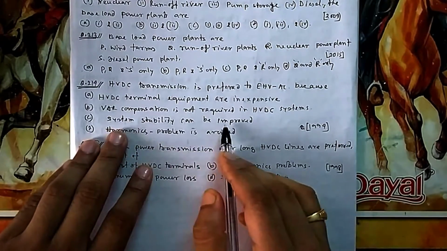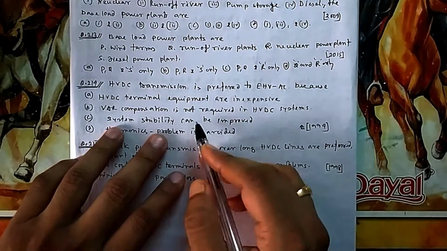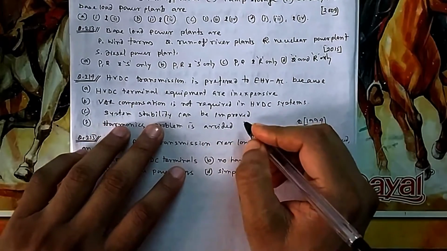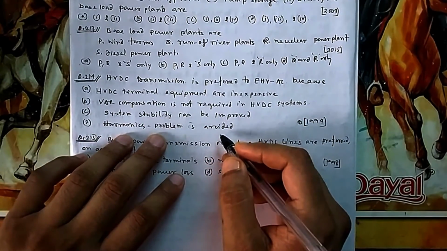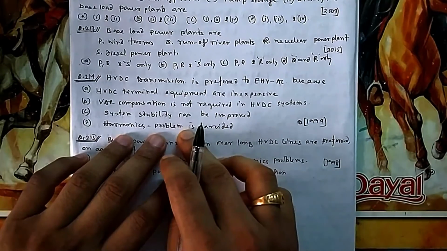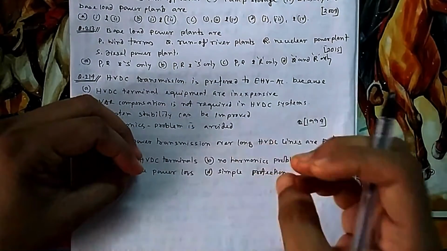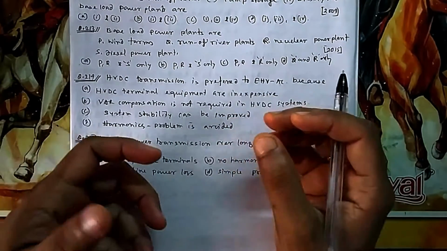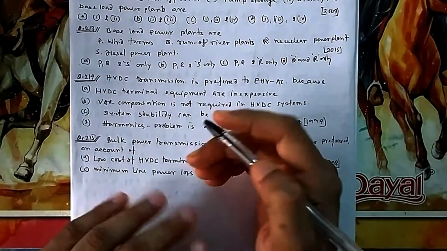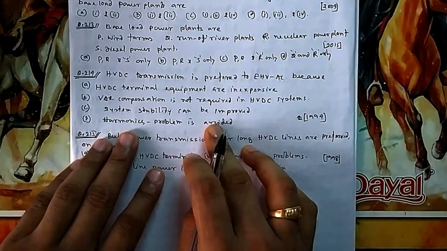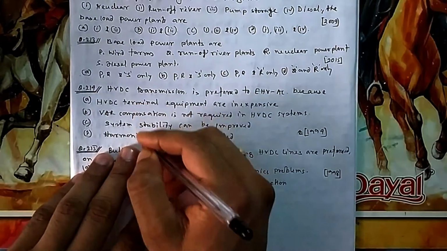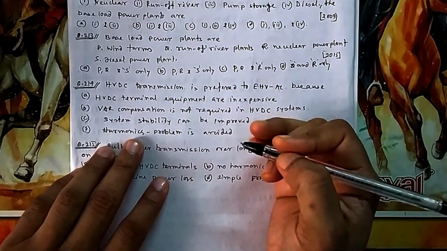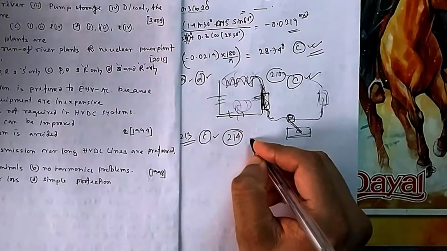System stability can be improved. Harmonics problem, system stability obviously in an HVDC system is improved. So that is the benefit. And harmonics problem is avoided. It is not, because harmonics will be there since you are connecting a converter and inverter. Whenever you are using power electronics devices, harmonics will always be there. So it is not avoided, it is rather introduced in HVDC. So A, B, these are the problems of HVDC. These are not correct. Therefore 214, it is option C.